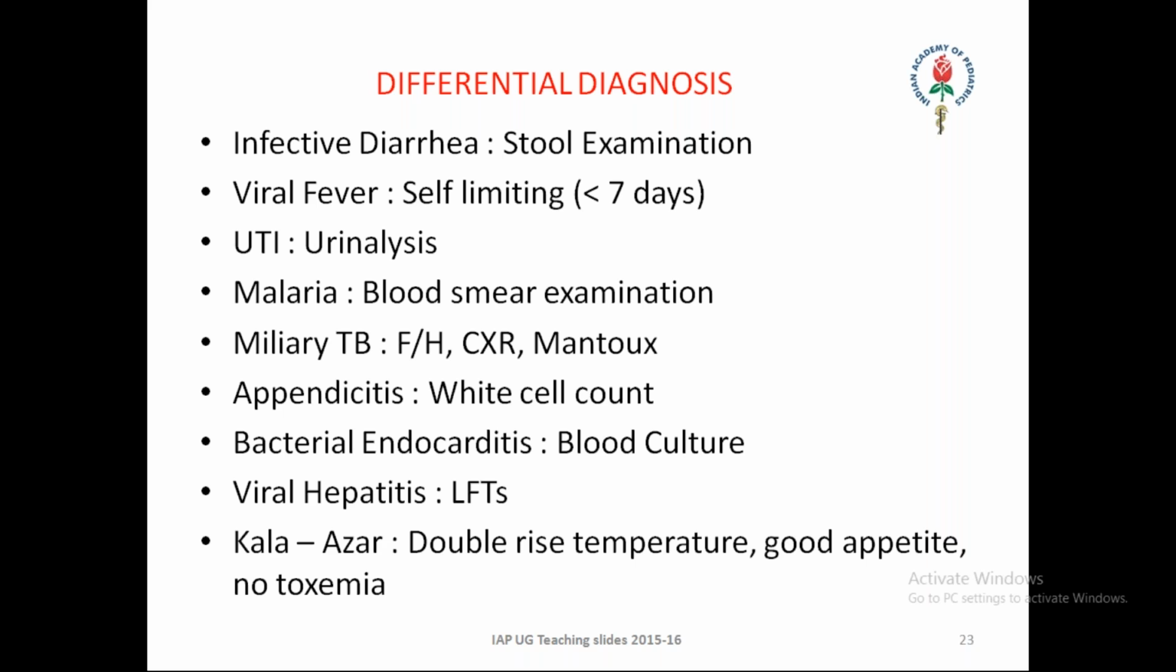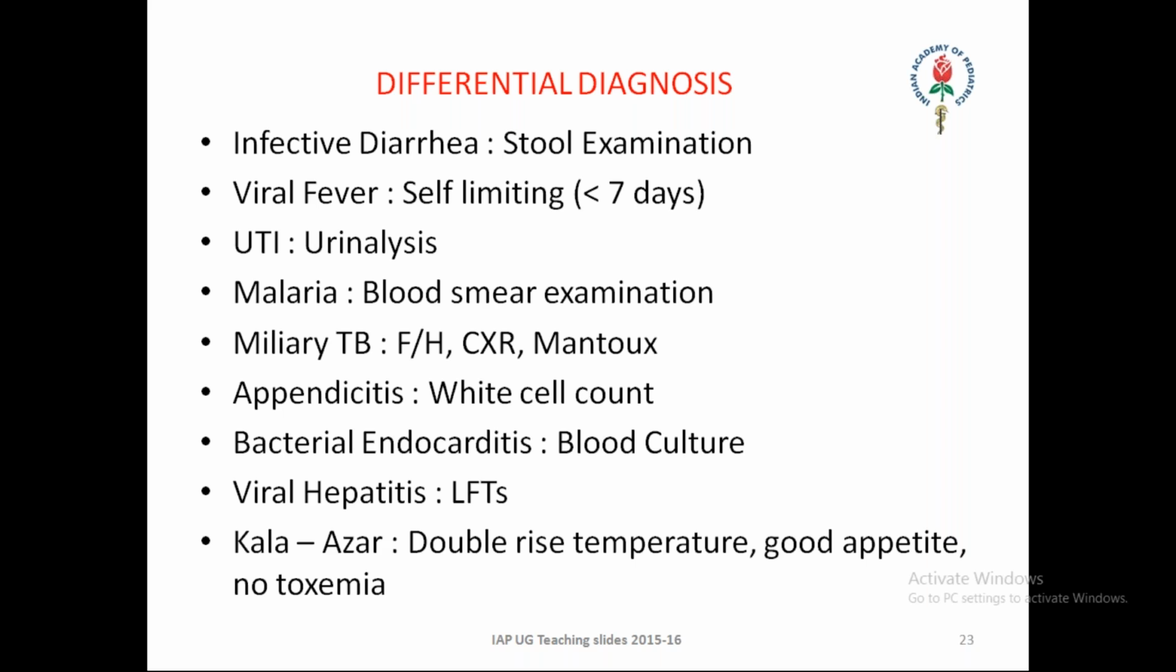For UTI, you have to do urine analysis to rule it out. For malaria, you have to go for a blood smear examination. In malaria you have a high-grade fever with chills and rigors, and the presence of anemia with hepatosplenomegaly and jaundice is suggestive of malaria, but jaundice is rare in enteric fever.